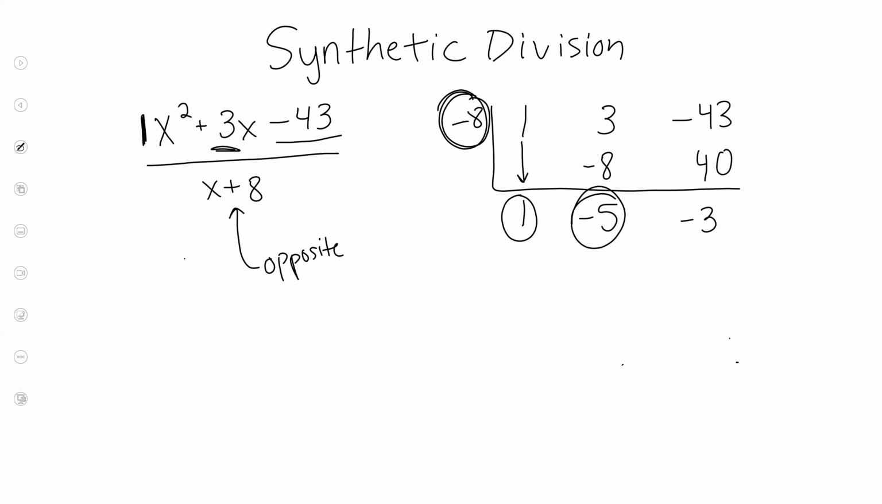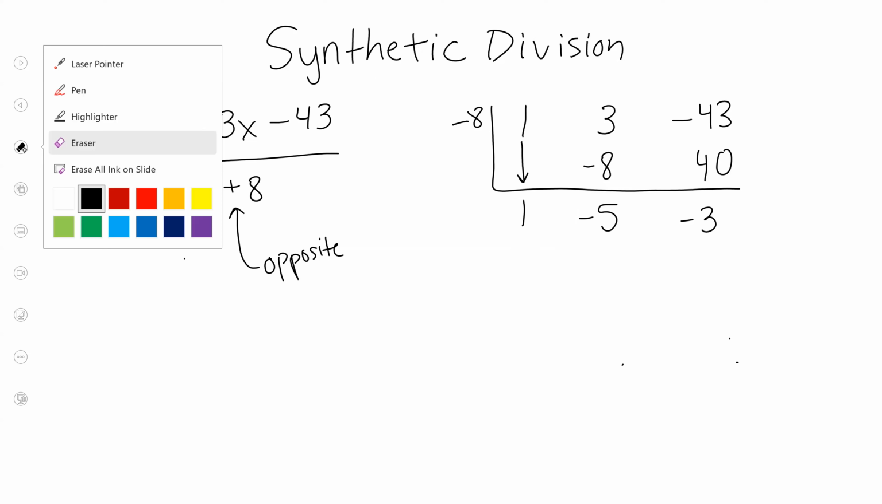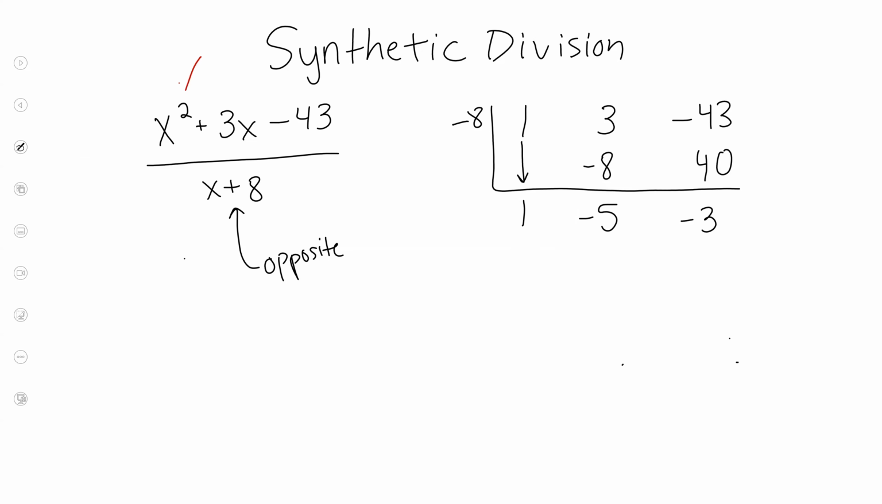Okay, now let's talk about how we write our answer. Notice what degree we started with. We started with a quadratic, this 2. We're going to go 1 degree below that. So our answer will look like this. We started off with the squared, so our answer will be linear, an x. So this part is your remainder. So you put that over x plus 8, what you divided by. And that's your answer.